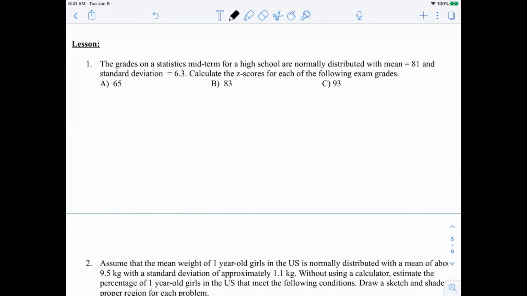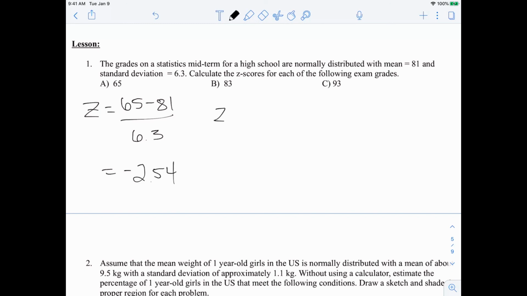For number 1, they tell us that the grades on a statistics midterm for a high school are normally distributed with a mean of 81 and a standard deviation of 6.3. We want to calculate the z-scores for each of these exam grades. So part A, the exam grade is 65. That's below the mean, so that should tell me that I will end up with a negative z-score. So z is going to equal my data value, 65, minus my mean of 81, divided by the standard deviation of 6.3, which gives me a z-score of negative 2.54.